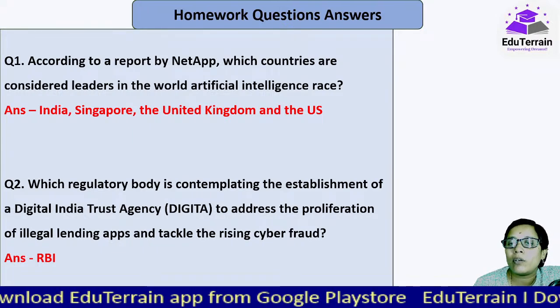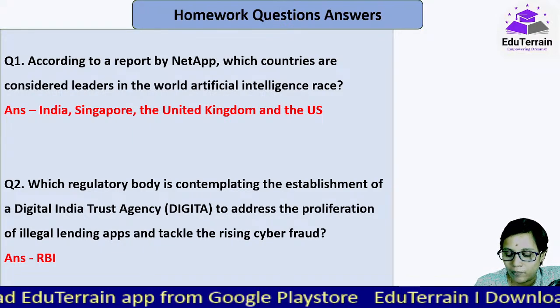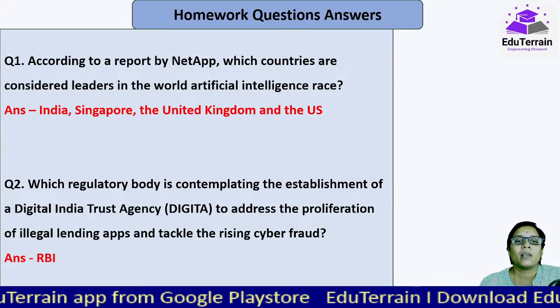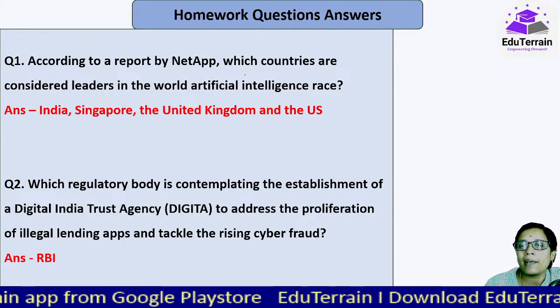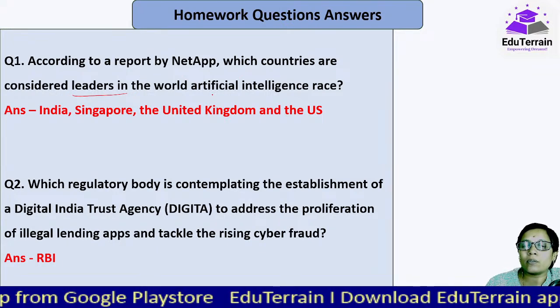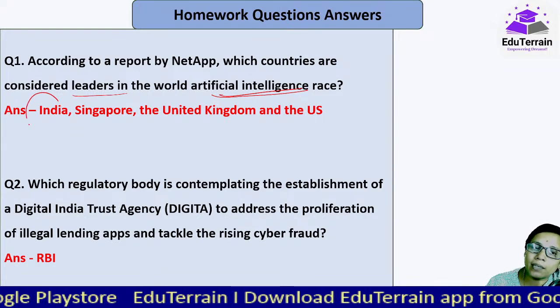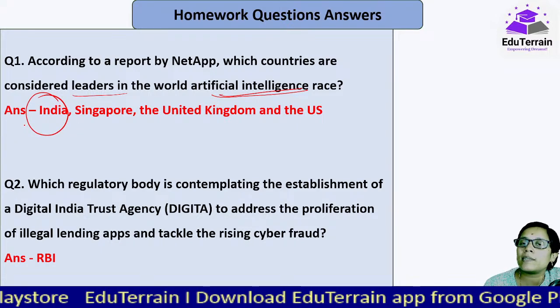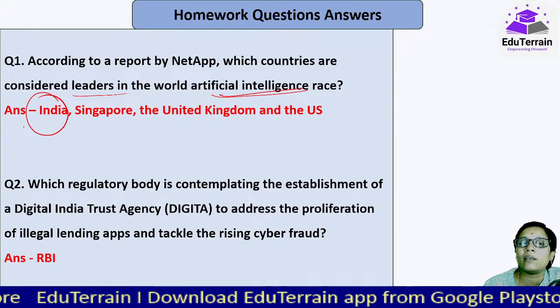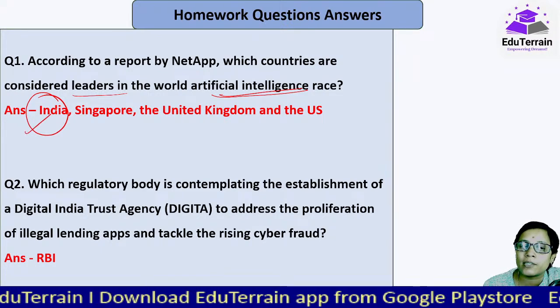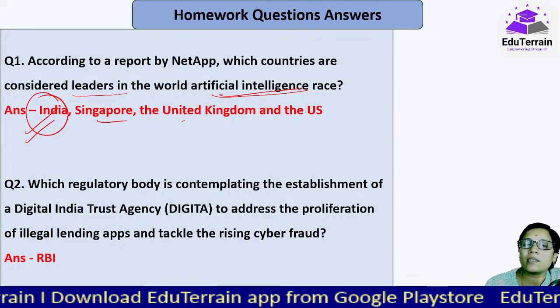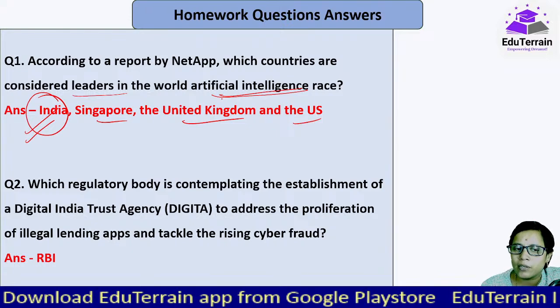Now, answers to the homework questions that we have done yesterday. According to a report by NetApp, which countries are considered leaders in the world artificial intelligence race? Here in this case, India stands number 1. More than 60% of the companies that are venturing into artificial intelligence are working from India. Singapore, United Kingdom and the US are the rest of the countries.